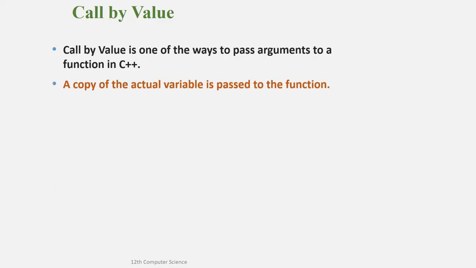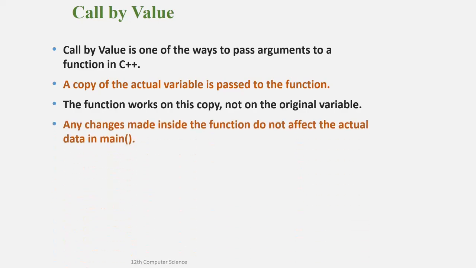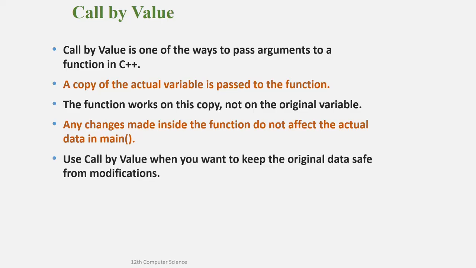So in call by value, a copy of the actual variable is passed to the function. The function works on this copy, not on the original variable, and any changes made inside the function do not affect the actual data in main. So use call by value when you want to keep the original data safe from modifications.